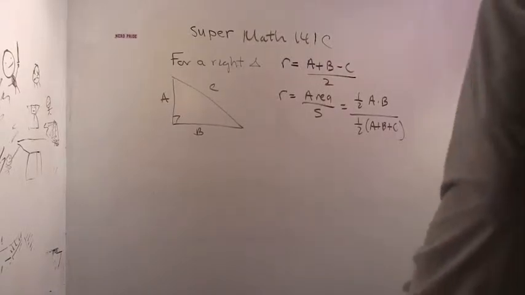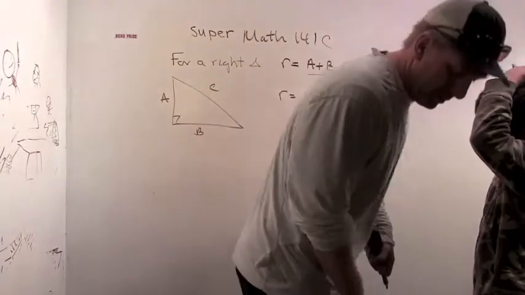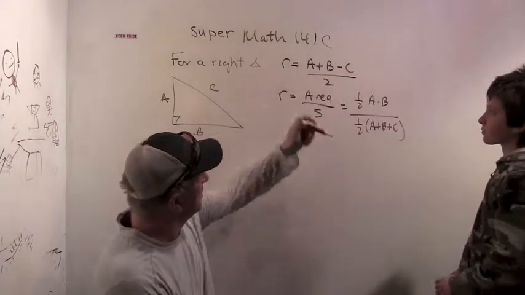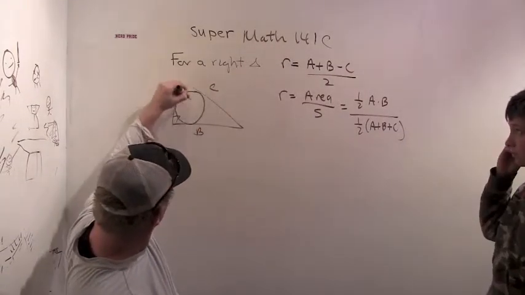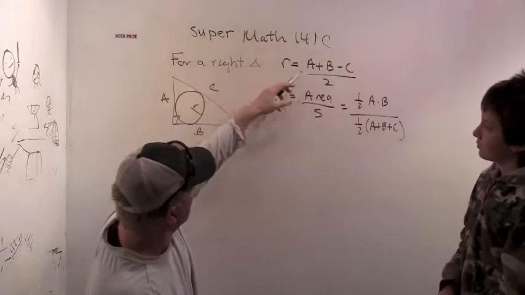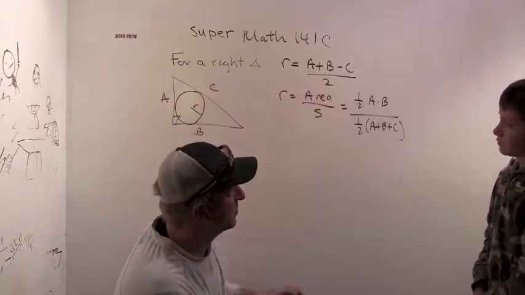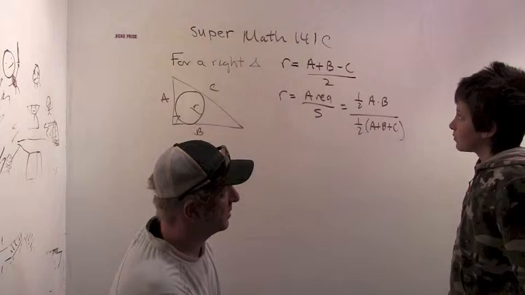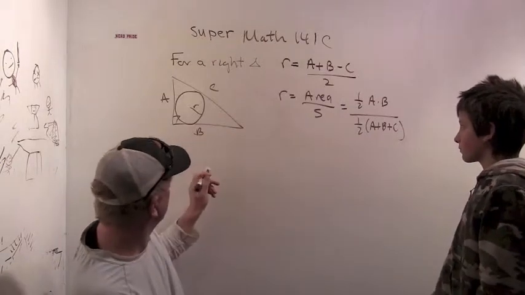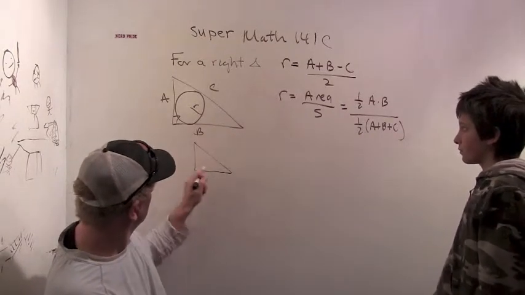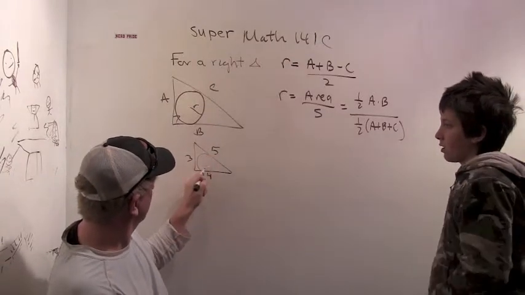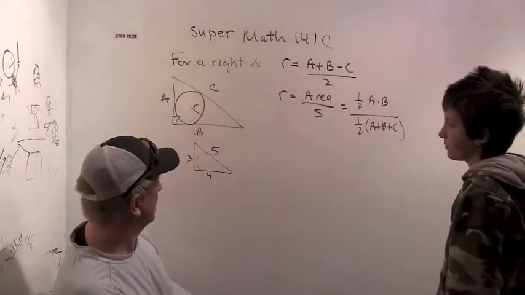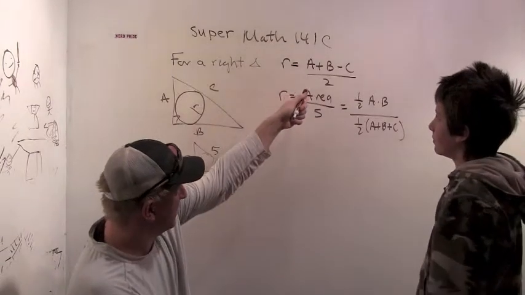Okay, so we get this surprising result for a right triangle. The first thing we got was the radius of the inscribed circle. Sorry, I forgot to draw the circle. It was a plus b minus c over 2, which is a very straightforward formula, right? So if I gave you a 3, 4, 5 triangle, what's the radius of the inscribed circle? It's 1. You just have to do 7 minus 5 divided by 2.